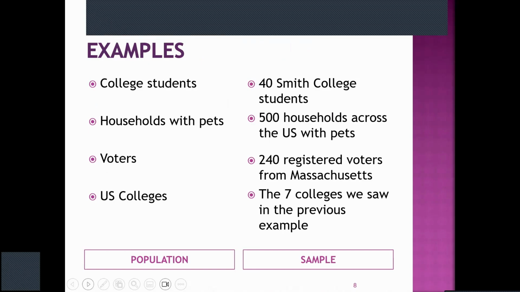So for example, if we're interested in college students, that's a very large population. If we sampled 40 Smith College students, that would be a sample. If we're interested in households with pets, that's another very large population. And so if we looked at 500 households across the US that have pets, that would be a sample. If we look at all voters, another very large population, and then if we look at 240 registered voters from Massachusetts, that would be a sample. And if we're interested in all U.S. colleges, the 7 colleges we just saw in the previous example could be a sample of that population.